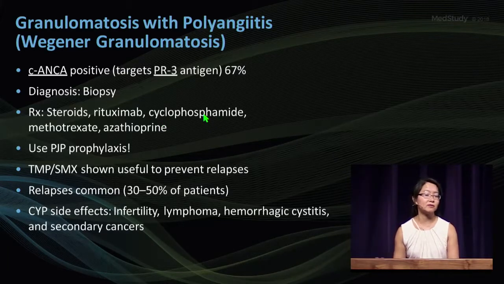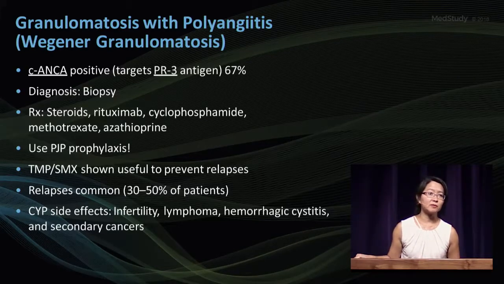We want to stay away from cyclophosphamide as much as we can because children exposed to cyclophosphamide can have infertility later on in life. If we have to give it to a boy, we usually bank his sperm. For girls, we'll go ahead and give Lupron to arrest ovulation. And secondary malignancies can also occur with cyclophosphamide. Methotrexate is used to maintain remission, as well as azathioprine.